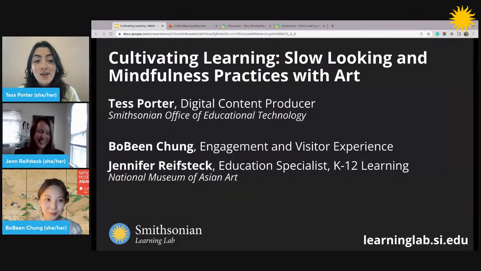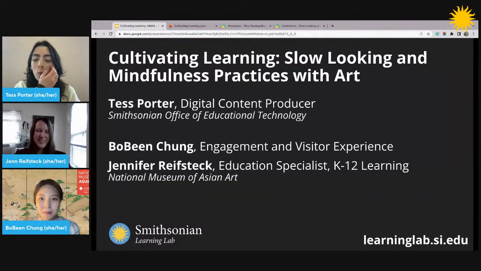They're going to share the techniques that they've been using with learners in looking at art from their museum. They've used these techniques over and over, and they're going to share not only how to use these techniques, but how it's gone with their learners as well. So I am thrilled to be able to have the two of them here with us today.